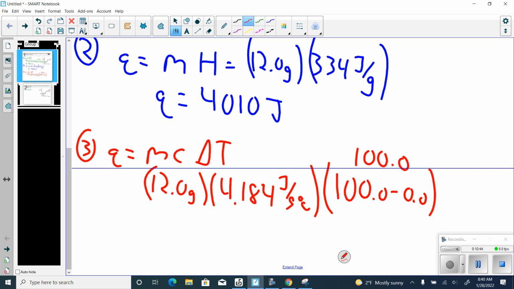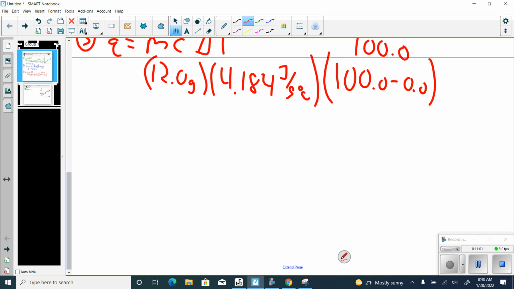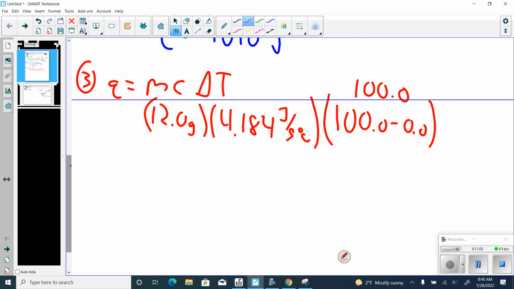MC delta T. Whenever you are on a slope on that heating curve, you use Q equals MC delta T because the temperature is changing. Whenever you're on a plateau, the flat line across, that's when you would instead use mass times the heat of fusion or heat of vaporization. I get 5,020 for this one.